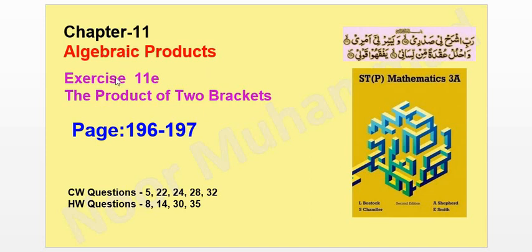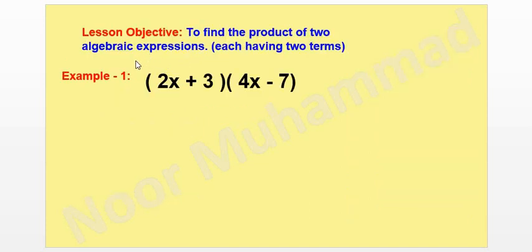Bismillahirrahmanirrahim. Chapter 11, Exercise 11e, the product of two brackets. Our main objective is to find the product of two algebraic expressions, each having two terms.